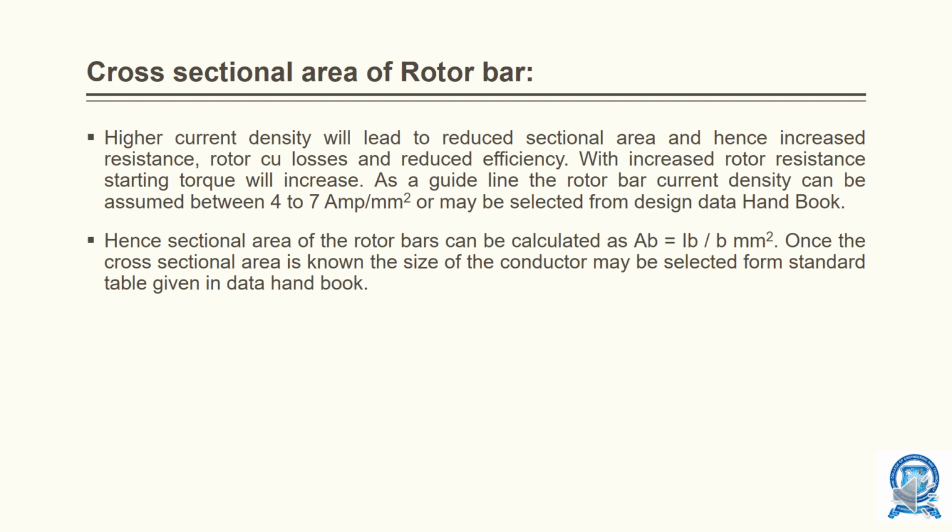Once the cross-sectional area is known, the size of conductor can be selected from the standard table given in the data handbook. So once the bar current value is known, automatically we can calculate the size of conductor. If cross-sectional area is known, the size can be taken directly from the data book.